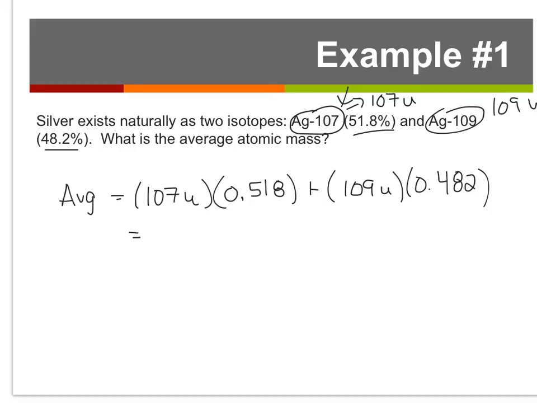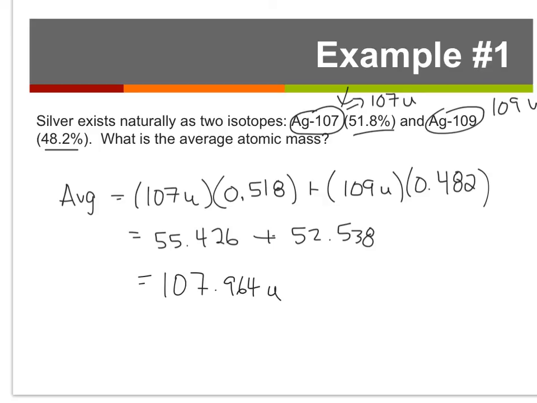Now I'll just do this in a couple of steps. So if we do 107 times 0.518, that gives us 55.426, and we'll add that to 109 times 0.482, which is 52.538. Adding those two together then gives us 107.964 U.